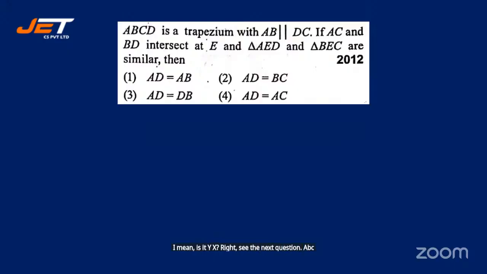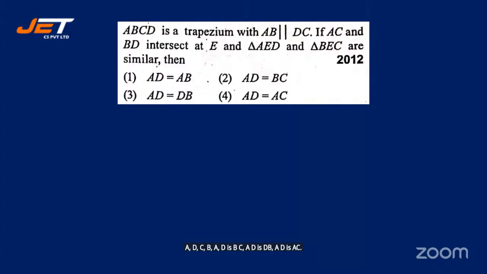ABCD is a trapezium with AB parallel to DC. If AC and BD intersect at E and triangle AED and triangle BEC are similar, then what is the condition? AD is AB, AD is BC, AD is DB, AD is AC.